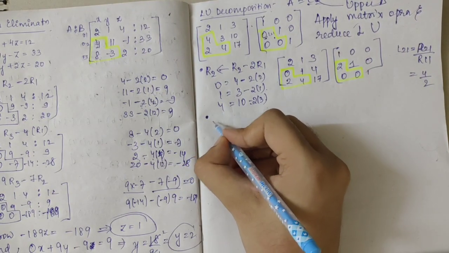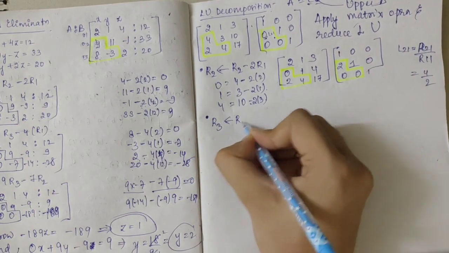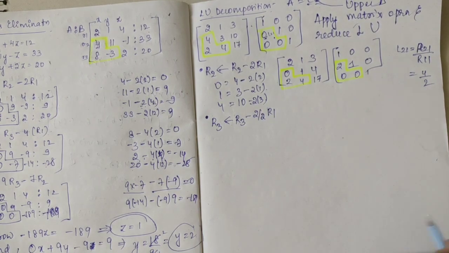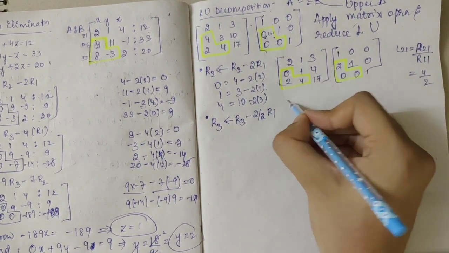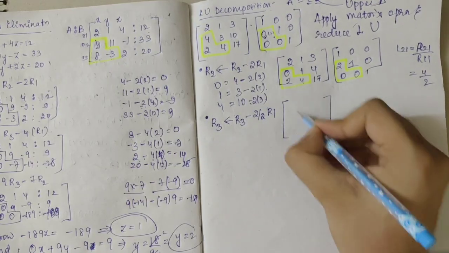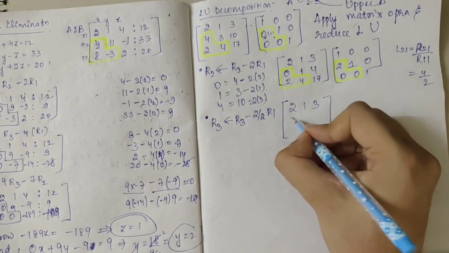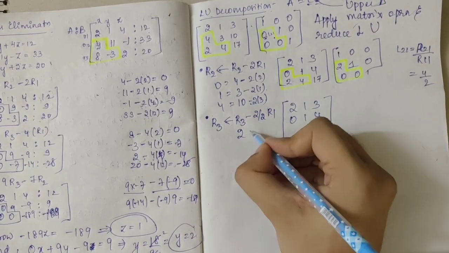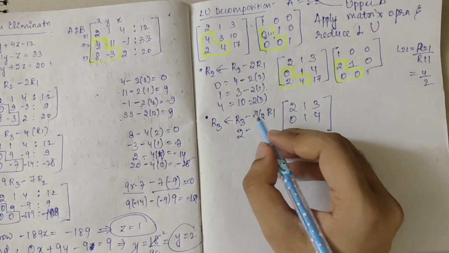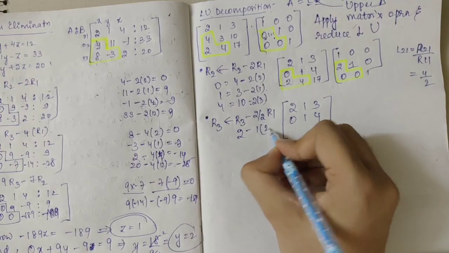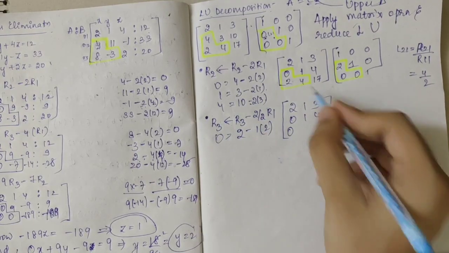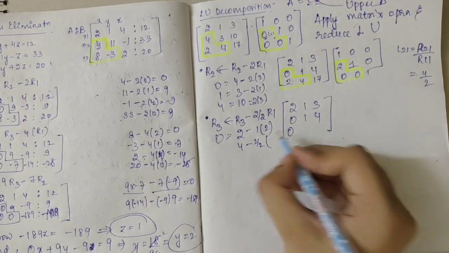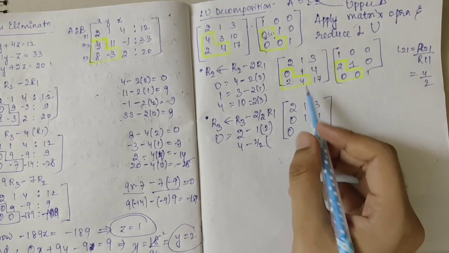In the second operation, I'll write R3 as R3 minus 2 by 2 R1. So writing for this, I'll write the first row as it is, second row also as it is. For the third row, R3 is 2 here, 2 minus 2 by 2 of 2 is 0 here. Next I have 4 minus 2 by 2 of 4 minus 2 by 2 of 1.